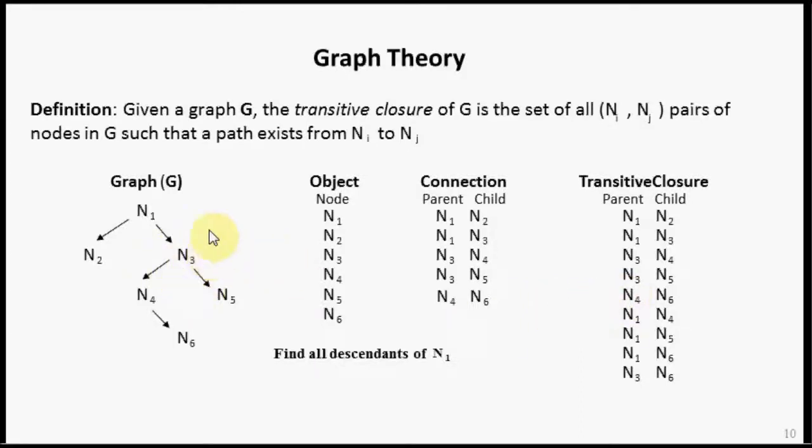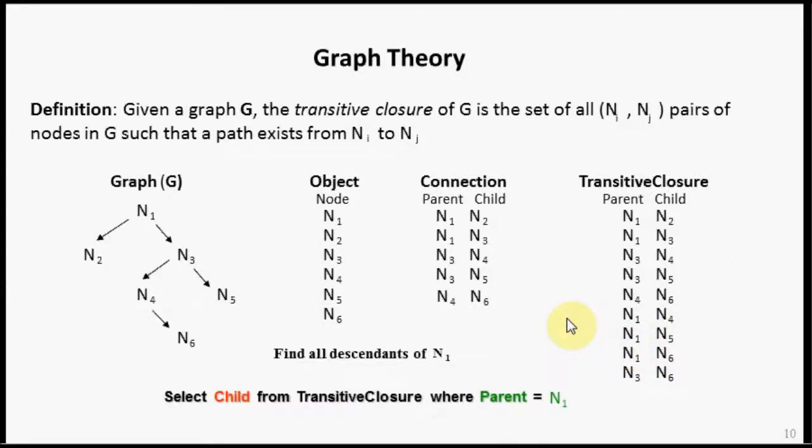Take any two nodes in the graph, let's say starting with n1 and looking at n6. Does there exist a path, directed path from n1 to n6? The answer is yes. Therefore, we see a transitive closure record here. Does there exist a directed path from n2 to n6? Notice I say the word directed, you got to follow the directions of the arrows. The answer is no. So n2, n6 does not show up here.